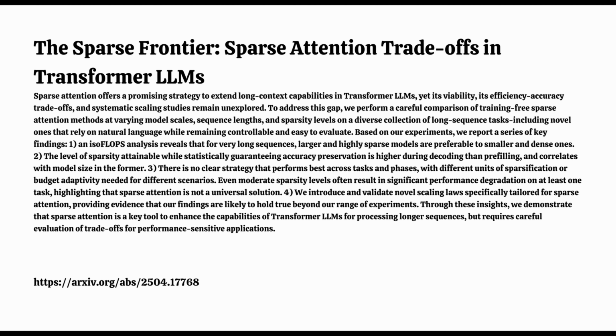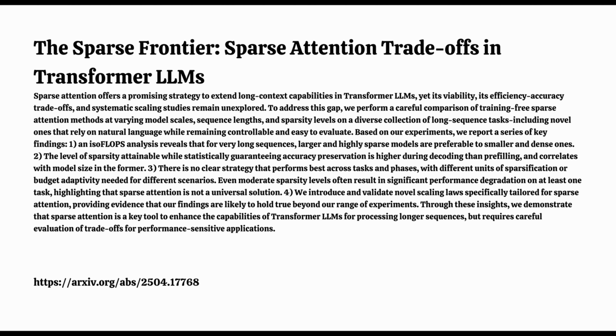Makes sense. The paper apparently breaks down these sparse methods along 4 main lines. What are those distinctions? Right, 4 key axes. First is the unit of sparsification. This is about what you're making sparse. Are you focusing on individual tokens, or maybe blocks of tokens, or perhaps specific patterns like vertical stripes in the attention matrix?